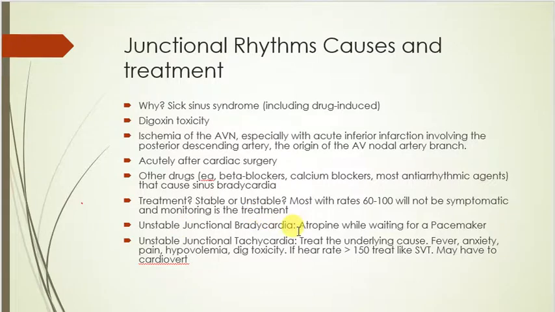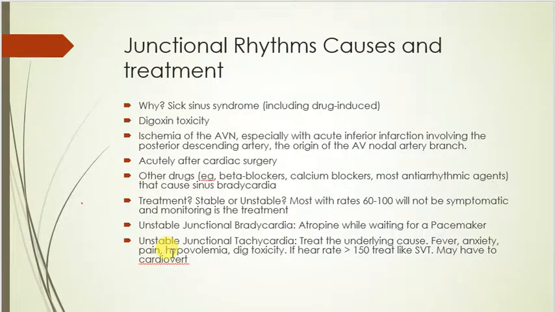An unstable junctional bradycardia will be treated just like a bradycardia, because it's unstable. We're going to give that atropine, and we're going to wait for a pacemaker, like most bradycardias. If the bradycardia is symptomatic enough, you're going to give some atropine, and you're going to hook them to a pacemaker. Most likely it'd be transcutaneous at first while you're waiting for transvenous, whatever the doctor chooses to do.